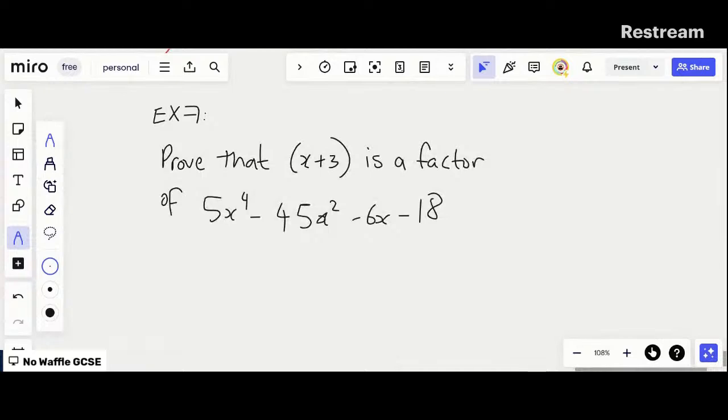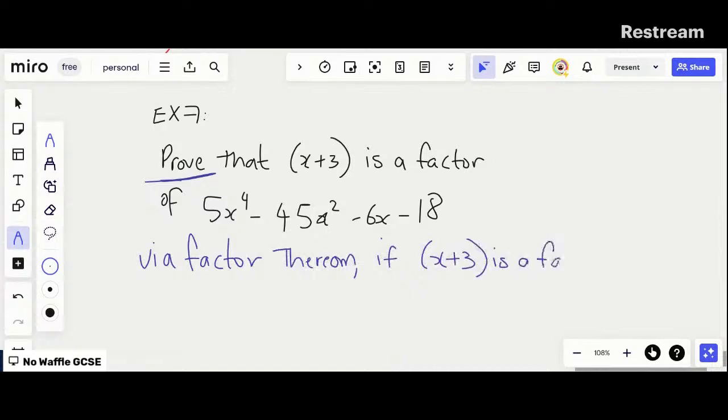So you've got that, and what you want to do is, because it's a proof, it matters how you show your working. So because it's proof, you have to go, okay, you're plugging into this polynomial. What value are you plugging in? Well, you can start off by saying via factor theorem, if x plus 3 is a factor, because we don't know if it is yet, we're trying to prove that.